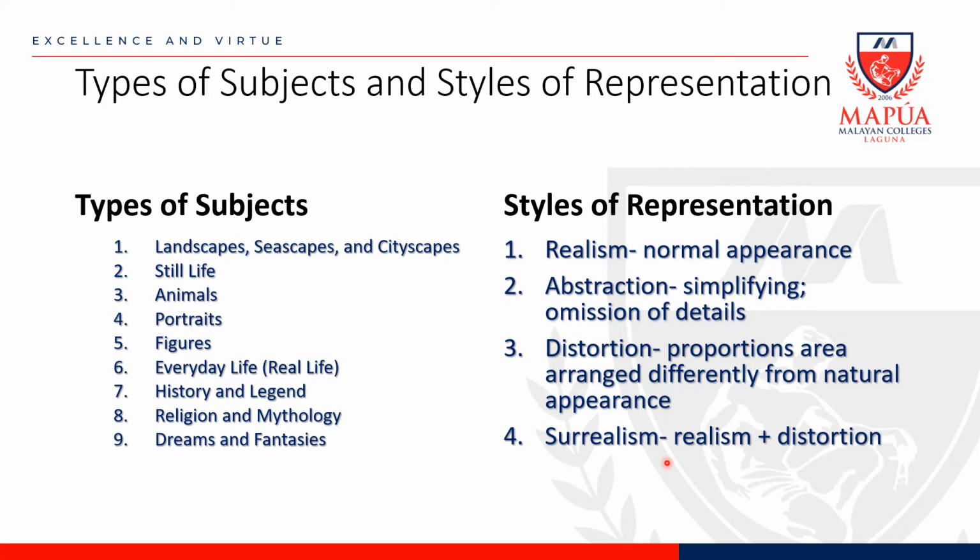Okay, example, an air balloon, but instead of an actual air balloon lifting the basket in the air, the balloon is instead a cloud, a fluffy white cloud. Okay, so these are the styles of representing subjects, and these are the types of subjects.